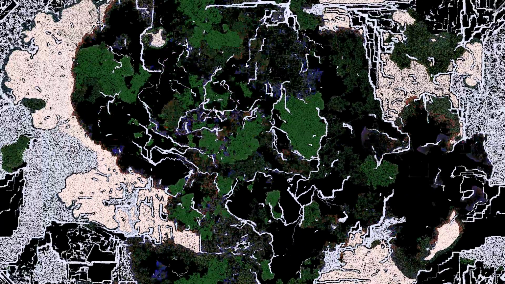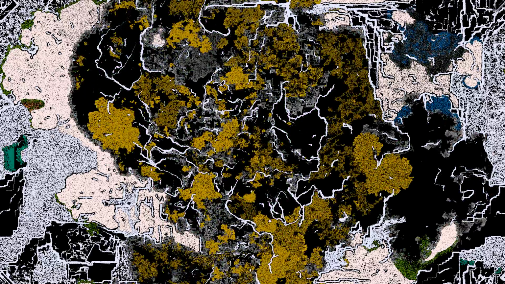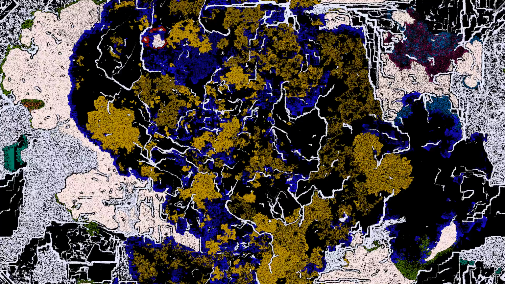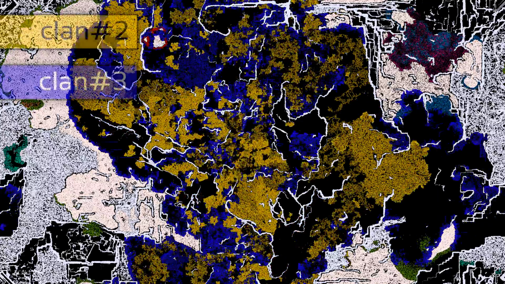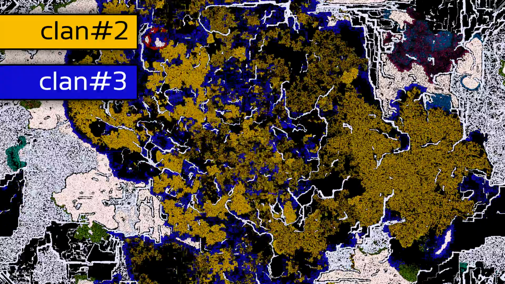Let's see who were the ancestors of our unlabeled organisms. Turns out it is just two origin cells. I painted them with yellow and blue. Now they are Clan 2 and Clan 3. They will purge all other cells and dominate the world.